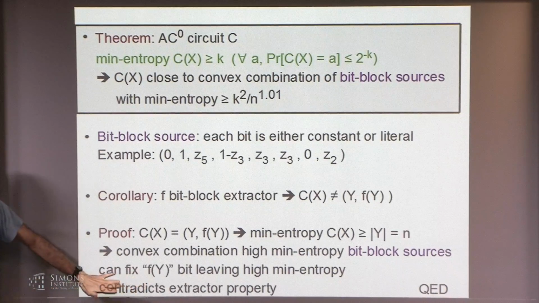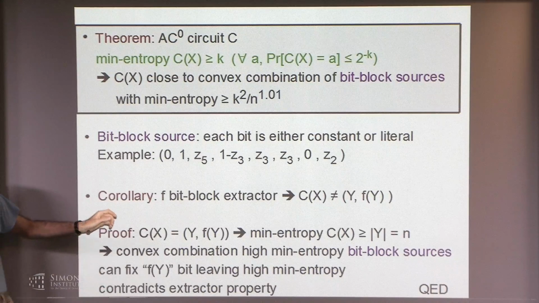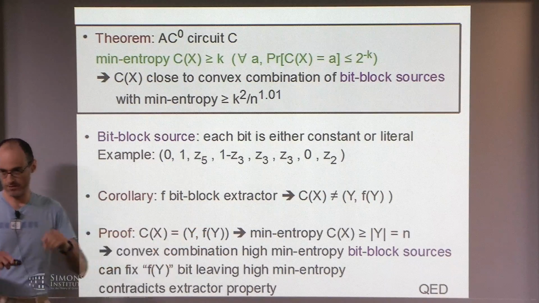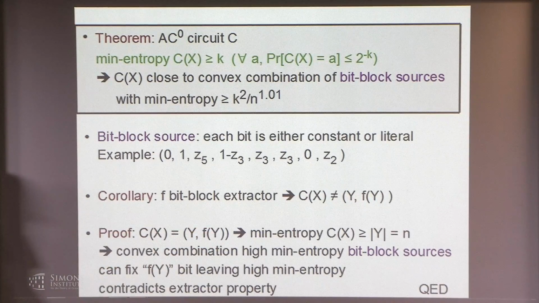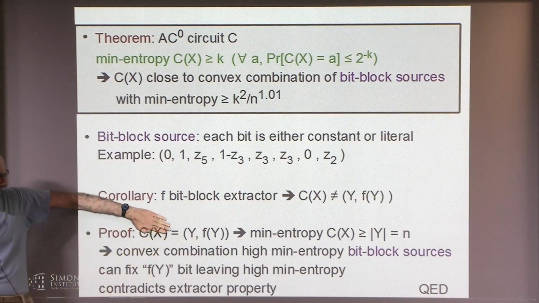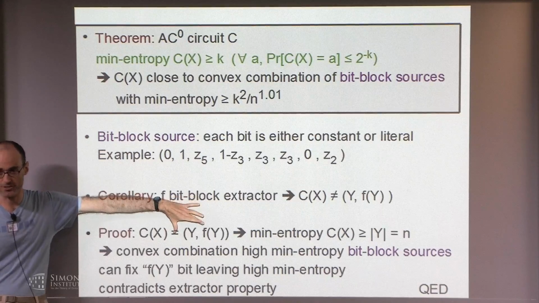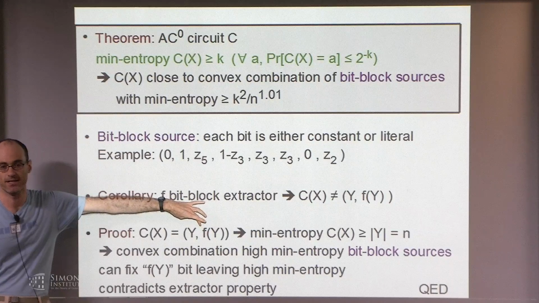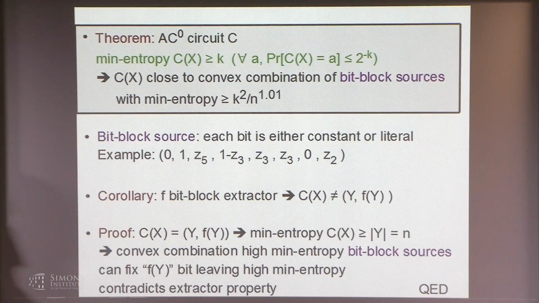Now there is a step that I'm just going to hand wave. You can basically fix the bits that correspond to f of y here by fixing some input bits while leaving high min-entropy. And then you're left with a high entropy bit block source, but the value of f is fixed, and that contradicts the extractor property. Any question? Okay.